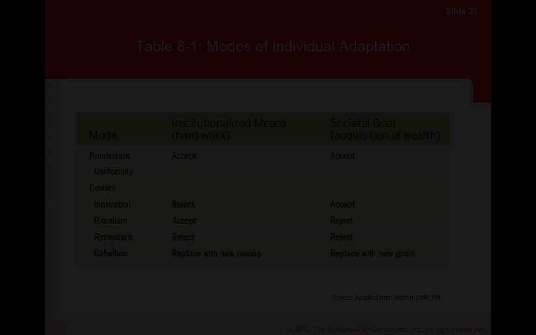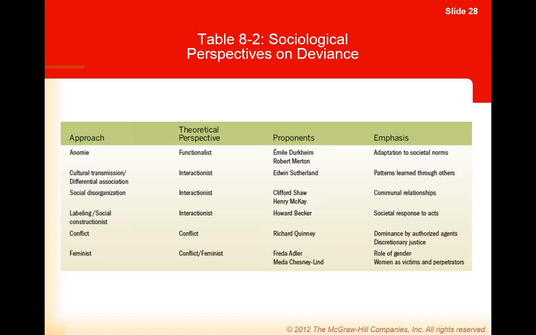This is taking a look at those different approaches. We were discussing the anomie approach, which was functionalist, cultural transmission or differential association, social disorganization, and labeling or social constructionist, which are all kind of interactionist, conflict, and then feminist, which kind of comes out of the conflict theory.